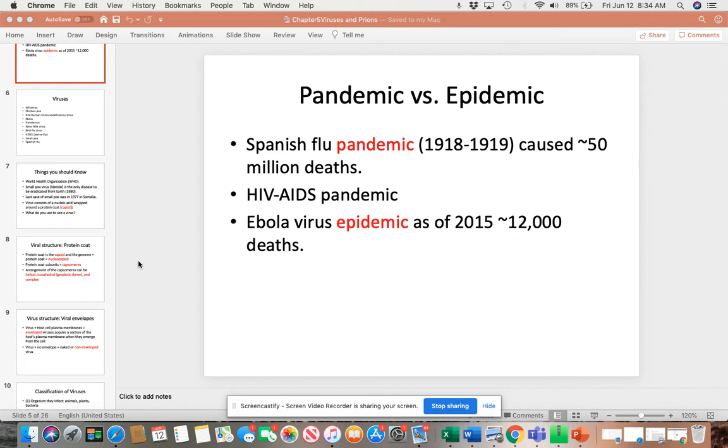Pandemic versus epidemic. The Spanish flu of 1918 to 1919, which caused 50 million deaths, was worldwide. The current example, COVID-19, is also a pandemic because it is global, worldwide. HIV/AIDS is a virus pandemic, once again, worldwide. Epidemics are more regional. So, for example, the Ebola virus, which had a mortality of 12,000 people in 2015, was regional. So, epidemics are regional.